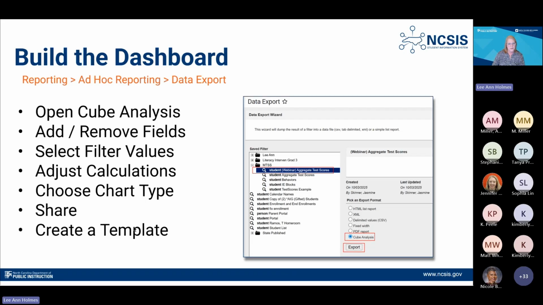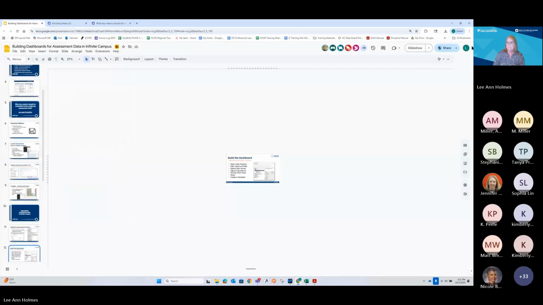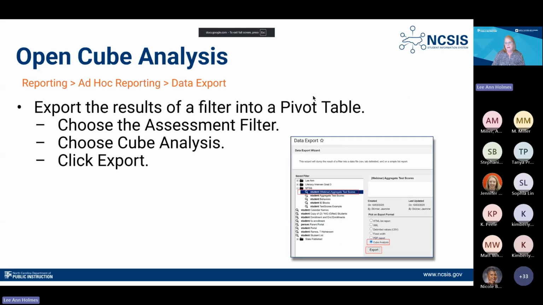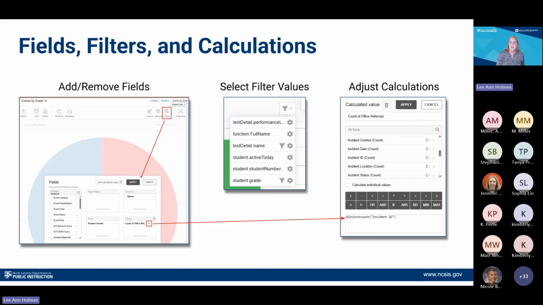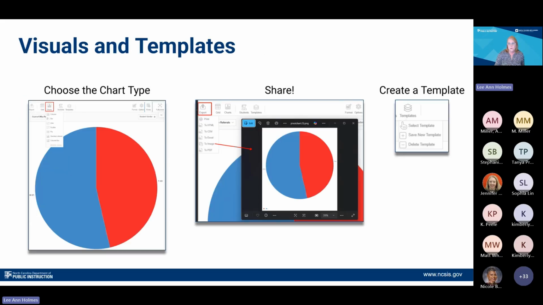So what I did was I gave you some pictures here. And on these pictures, you will see that I went through each step. So the first step is you're going to open up Cube Analysis. So choose your filter, open Cube Out, choose Cube Analysis, and click Export. The next thing that you're going to do, you're going to add, remove your fields. So I gave you pictures of that. You're going to select your filter values, and then you're going to adjust your calculation. So if you come back to this next week and you forgot how I was doing some of this and you want to do your own and play with it, follow these steps because it applies to whether you're doing it in Insights or Cube Analysis.